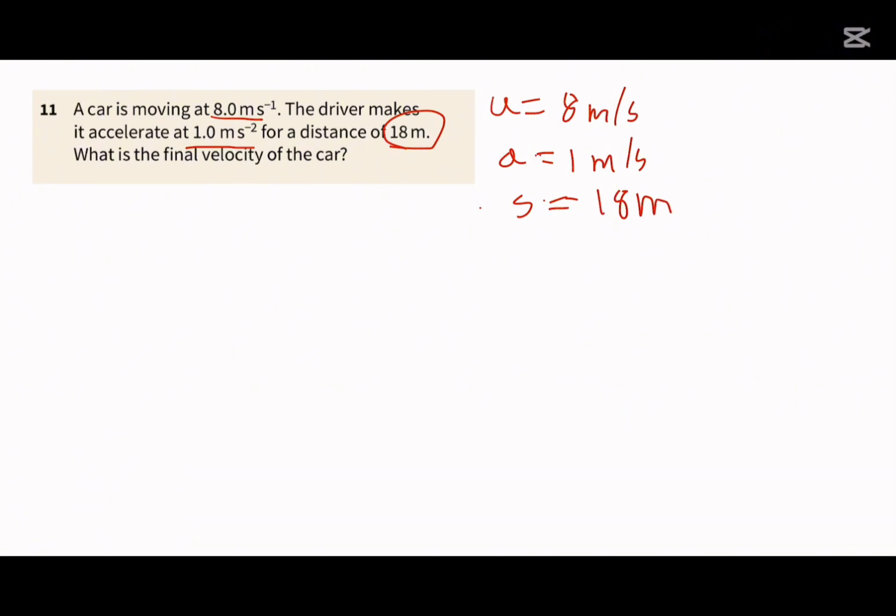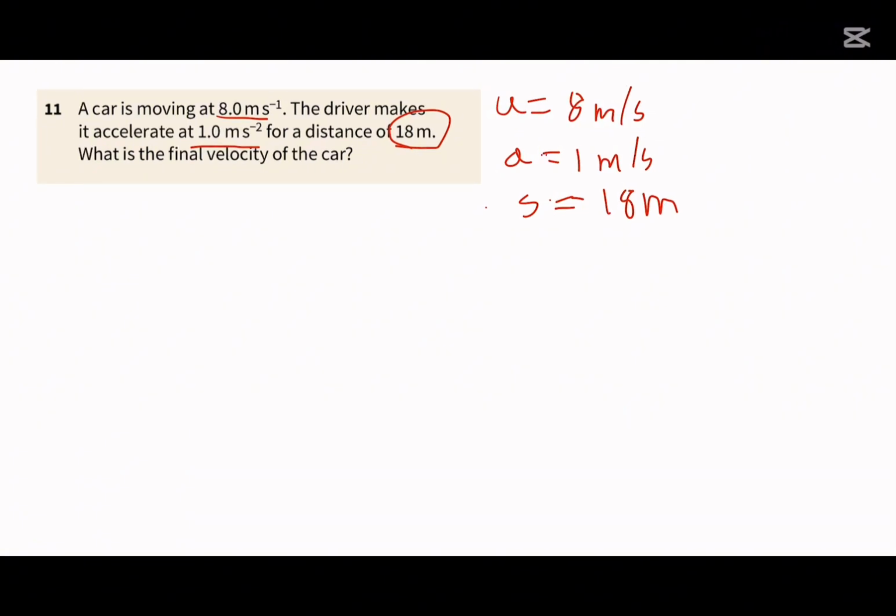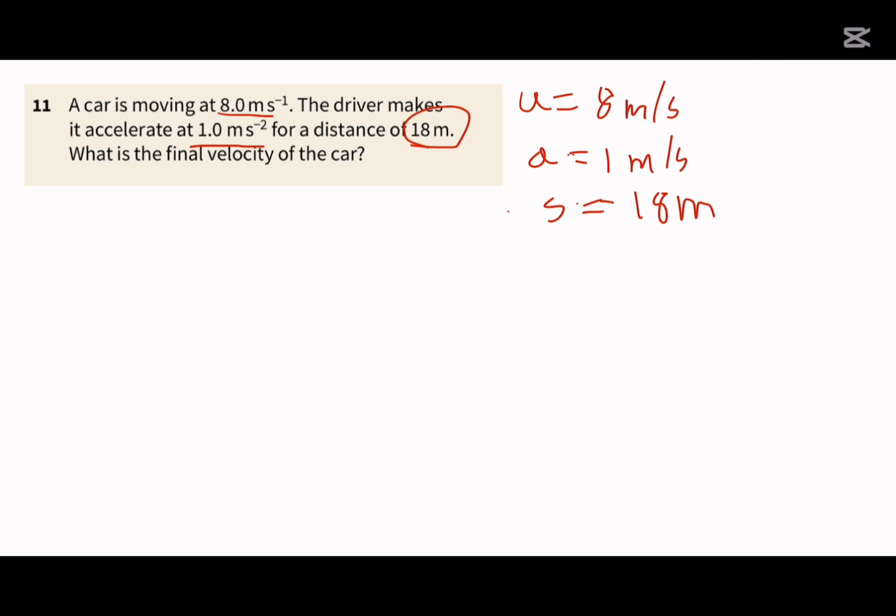So we're going to find the velocity of the car. We can just use the normal v squared equals u squared plus 2as equation, but I'm going to try doing it differently. First I'm going to use the equation s equals ut plus 1/2 at squared to find the t.